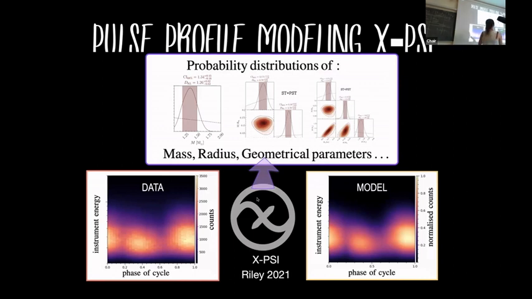Okay, so again, this type of data that I showed you before. We have again instrumental energy or channel on the y-axis, phase of the cycle of the neutron star on the x-axis, and on the color axis, we have counts. And what we are trying to do using X-PSI, in terms also of using a nested sampler with Bayesian analysis, is to find parameters that are able to produce models which very well match the data. In this way, we are able to infer probability distributions, so posteriors, for all the parameters that come into play, in particular mass, radius, etc. And we usually have them represented in 1D or 2D representation here in these corner plots.